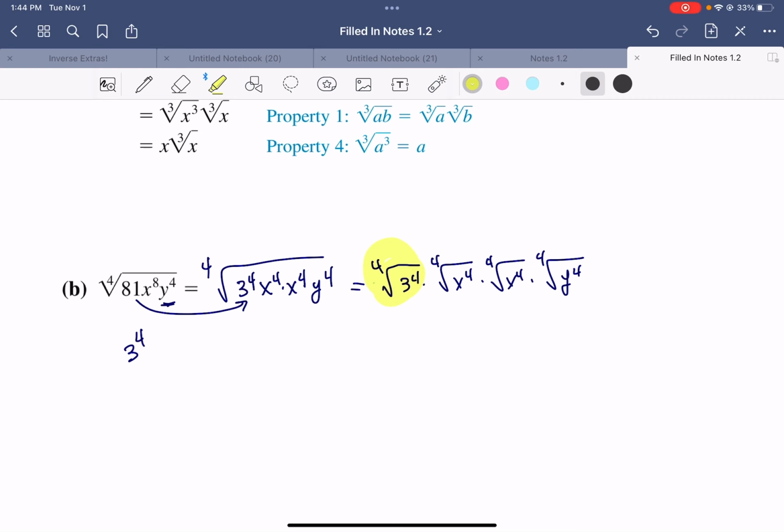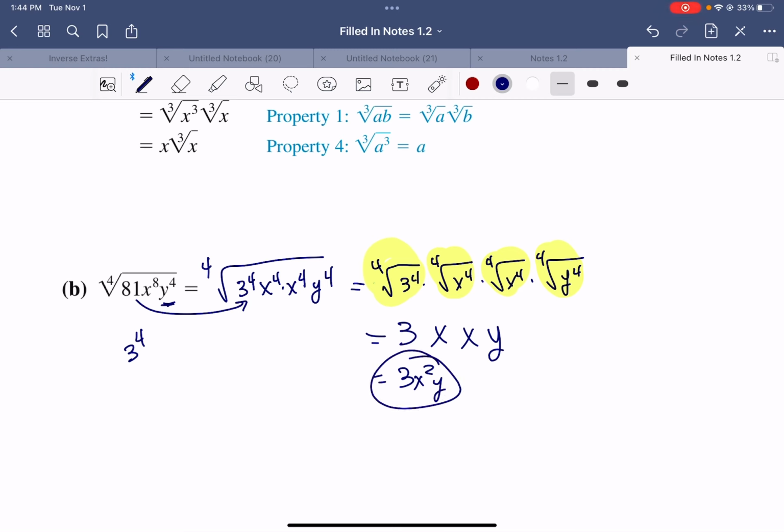So this ends up giving you a 3. This ends up giving you an x. This ends up giving you an x. And this ends up giving you a y. So we end up getting 3x squared y. Again, the book shows a different way to do it, but I think this is probably the easiest. Because it's to the 4th, we're looking for anything to the 4th underneath, because the 4th root of something to the 4th is just that number back, right?